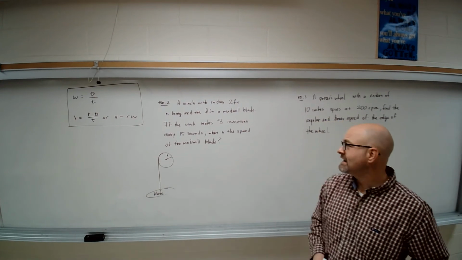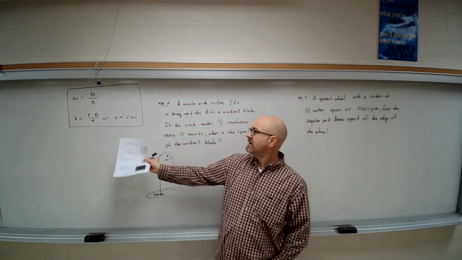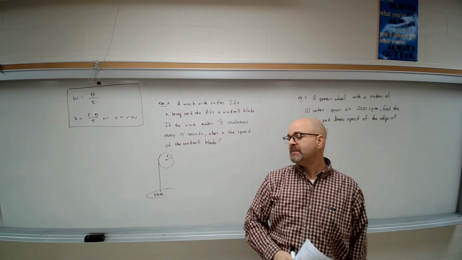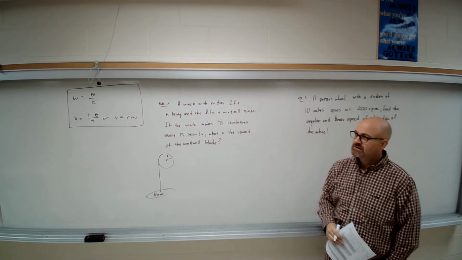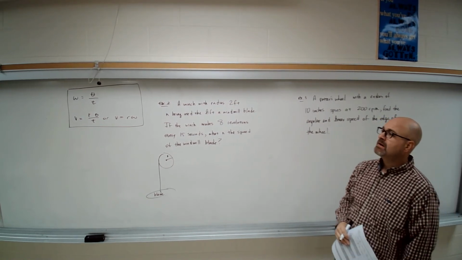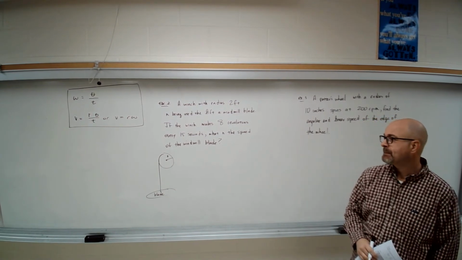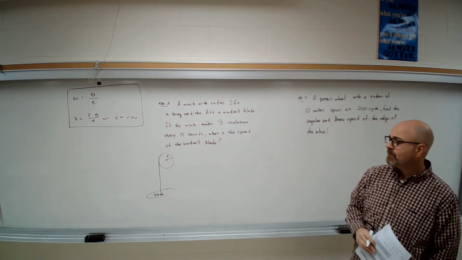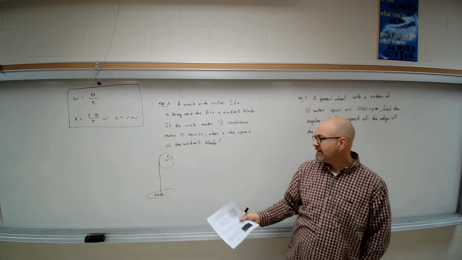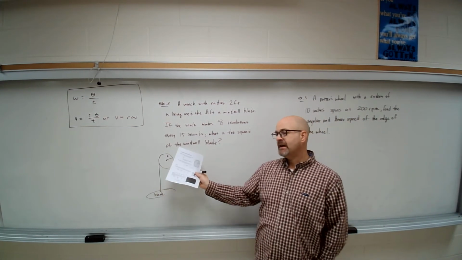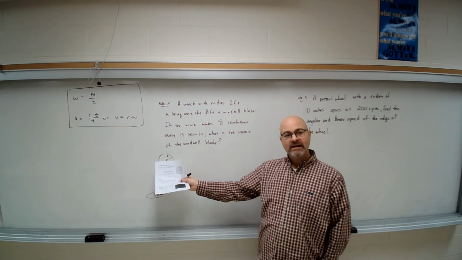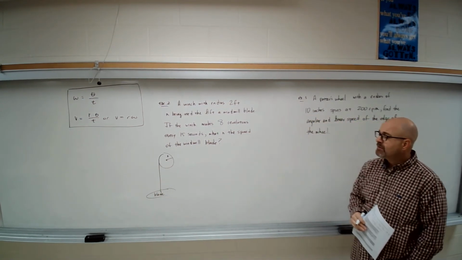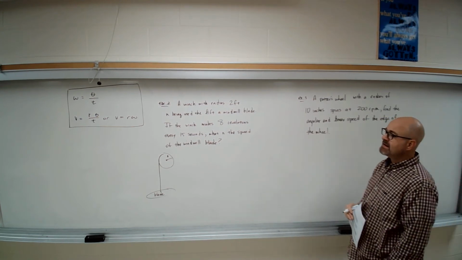Okay, so for our second example here, we still have our formulas up here. Remember, omega is theta divided by time, and linear speed is R times omega, is my personal preference, or R times theta divided by t. So a winch with a radius of 2 feet is being used to lift up a windmill blade. So I have a not very great picture, but here's the winch. It's spinning, it's pulling the cable up, right, and then the blade is lifted up. If the winch makes 8 revolutions every 15 seconds, what is the speed of the windmill blade?